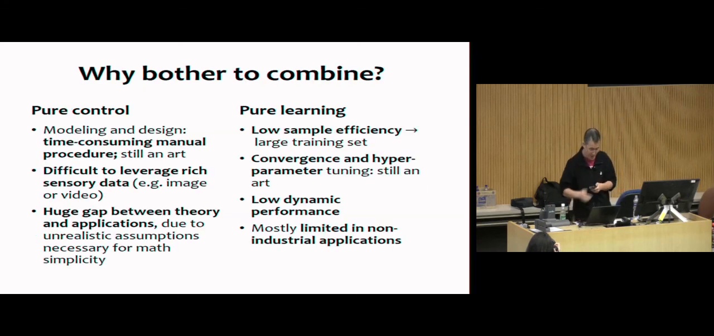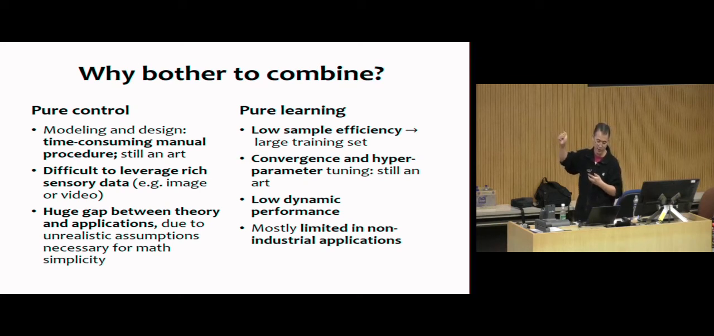So we have explained the difference between these two communities, and the next question is why we need to combine them. The reason is very simple. Control or learning cannot solve the entire problem by themselves. For example, control needs a very time-consuming manual procedure to design and model the system. It is an art, and it is difficult to leverage very rich sensor data like images or video. There's also a huge gap between the theory and the applications. This is the main problem of control. Now for learning, there are also some limitations. For example, you need very large training data.